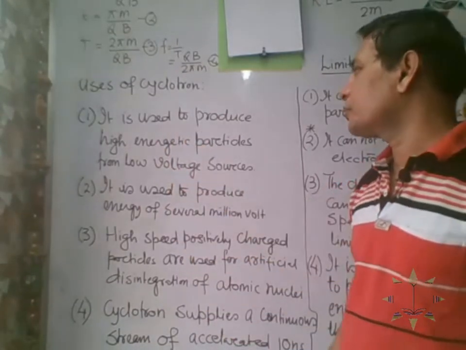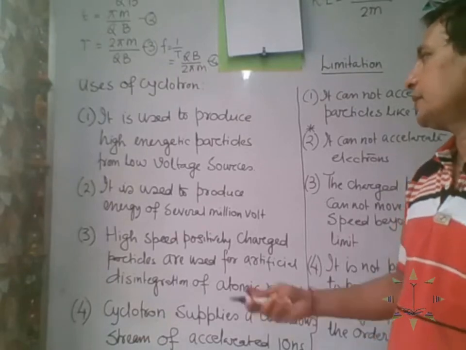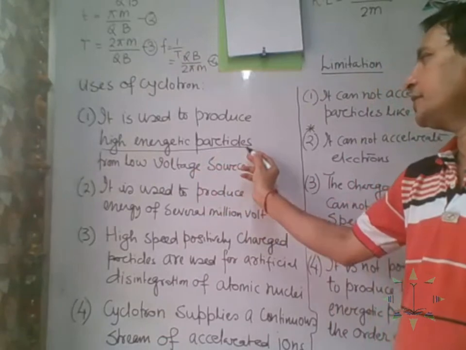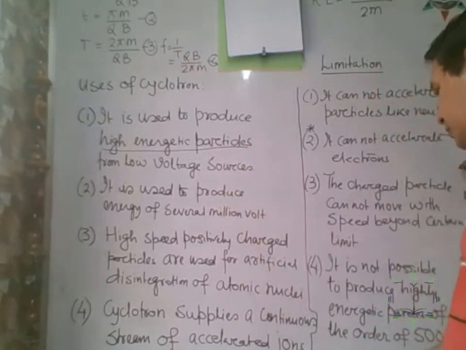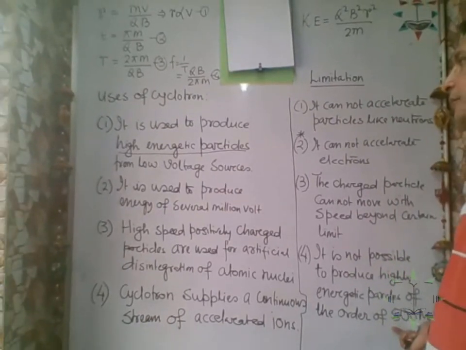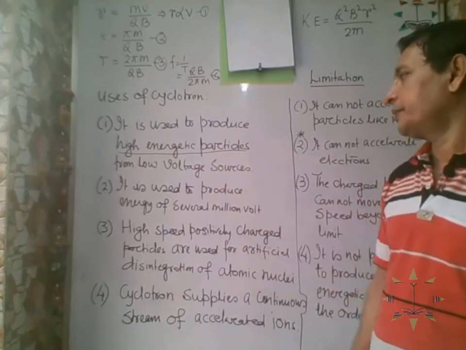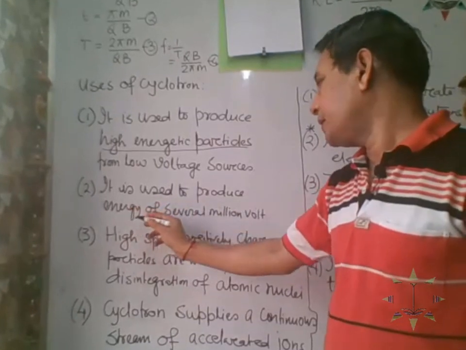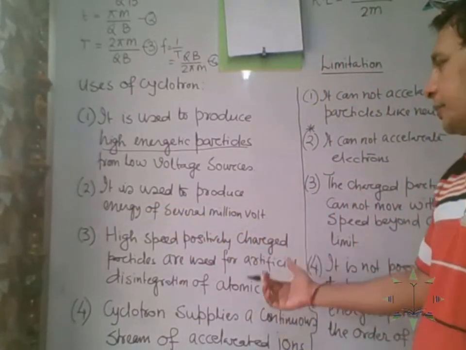First of all, it is used to produce high energetic charged particles. Although there is some limitation, we cannot produce energy of the order of some 500 million electron volt, we can use it up to a certain limit. It is used to produce energy of several million volt. High voltage can be produced.